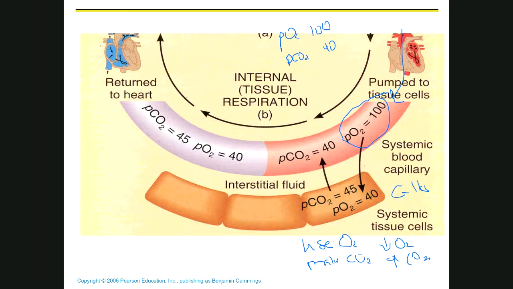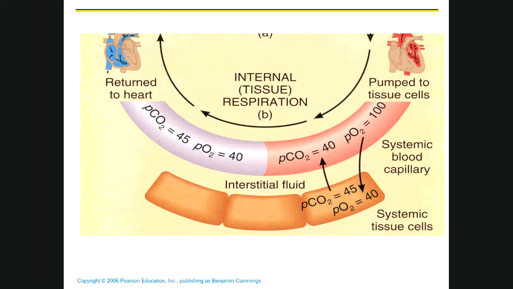And so if we look at what the levels are, look, the partial pressure of oxygen is 40. It's low. Partial pressure of carbon dioxide is 45. It's high. So we're going to get gas exchange. Again, it's by diffusion. It only goes from high to low. Well, look, oxygen is higher here than it is here. So oxygen goes from blood to tissues. But if we look at carbon dioxide, it is higher here than it is here. And so it goes this way.